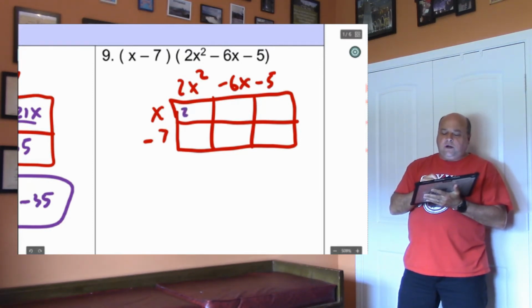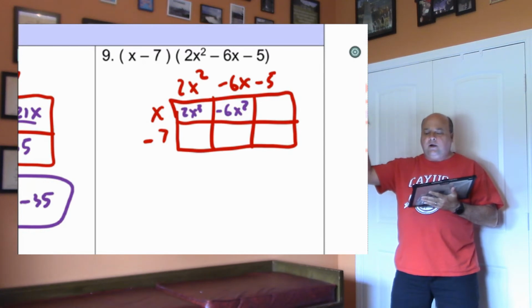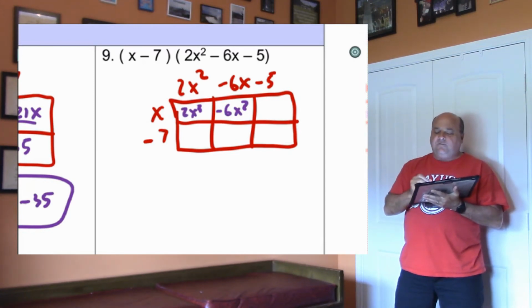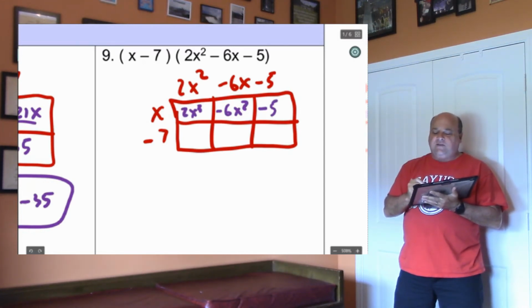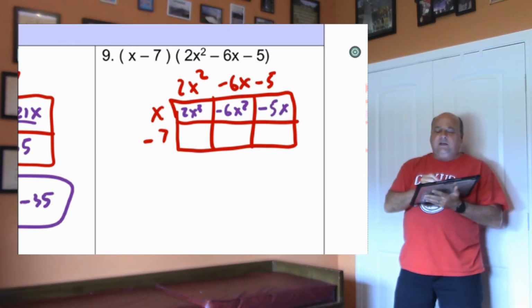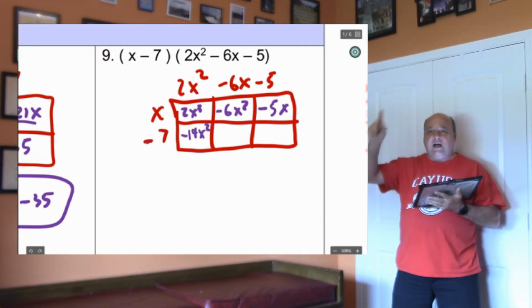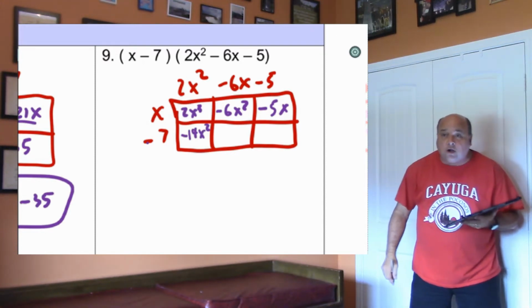X times 2x squared is 2x cubed. X times negative 6x is negative 6x squared. Sign, number, letter, exponent. X times negative 5, the sign's negative, the number's 5, the letter's x. Sign, number, letter. Negative 7 times 2x squared. A negative times a positive is a negative. 7 times 2 is 14. My letter's x, my exponent's 2. Sign, number, letter, exponent. That's all you're doing.